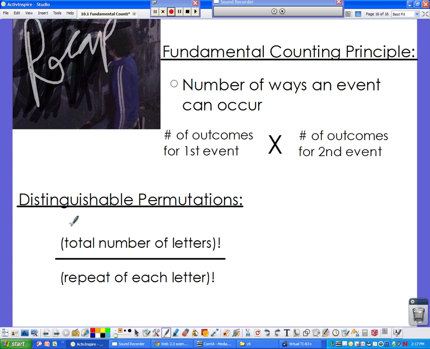Okay? All right, so that concludes lesson 10.1. Go ahead and make sure to do some of the practice problems provided in there, and then take a look at the quick check. Okay, good luck.